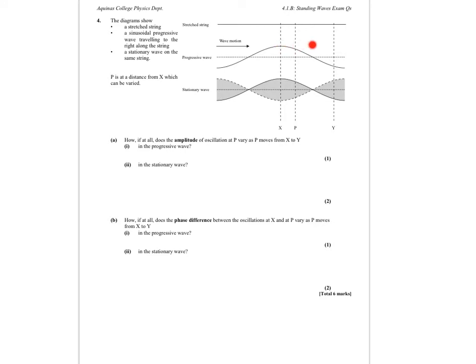And the amplitude of the progressive wave, the maximum displacement, is going to stay constant at all positions along the wave, assuming that there's no attenuation effects. So the amplitude is going to remain constant. In the stationary wave, however, obviously the amplitude is going to be greatest at the antinode, decrease to the node, and then increase again. So it decreases and then increases.